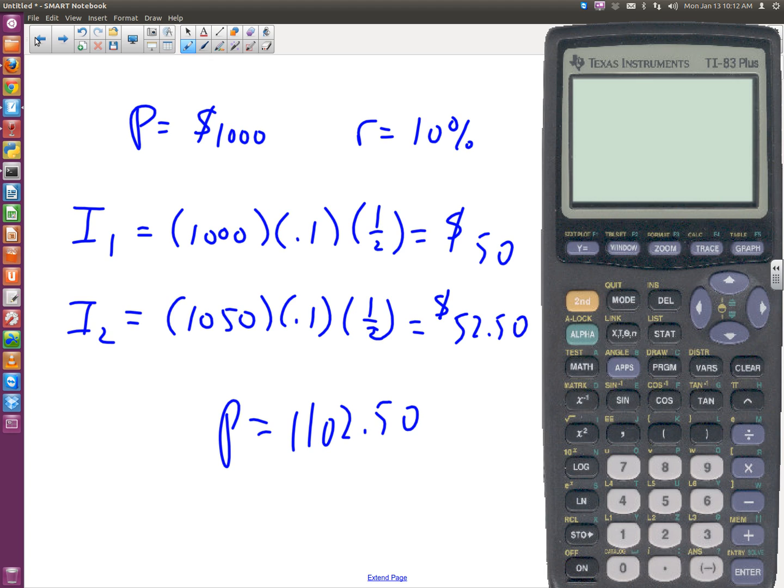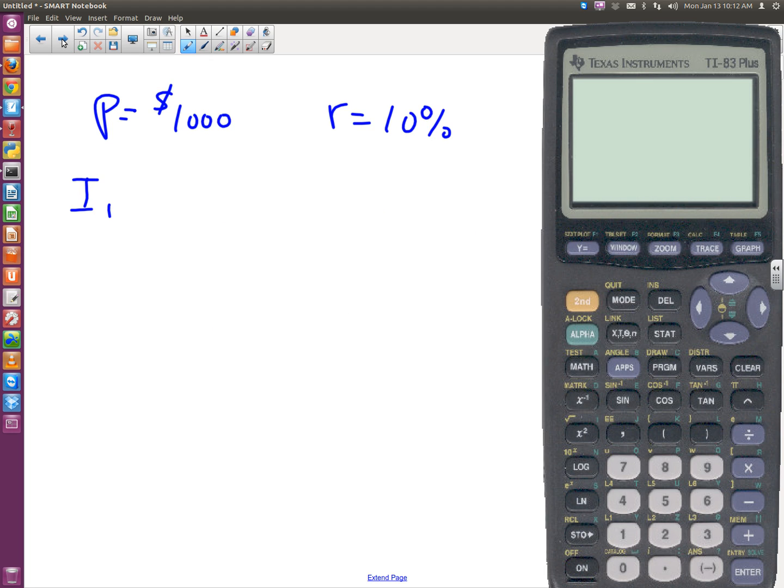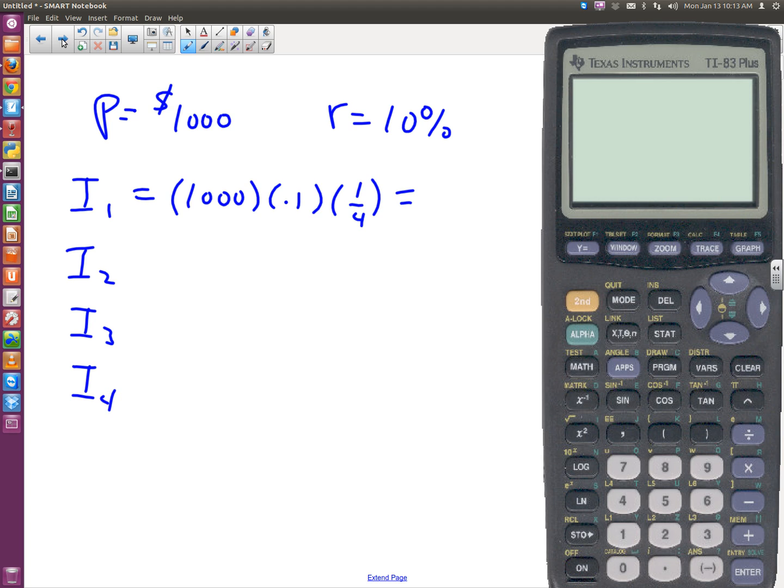So let's see what we get. Interest 1 after 3 months. Interest 2 after 3 more months. Interest 3 after 3 more months. Interest 4 after all 12 months, right? Your principal is still $1,000. Your interest rate is still 0.1. But the amount of time you're putting this in the bank is only 1/4 of a year. So what's 1/4 of 10% of 1,000? 25, right? Because remember, this 10% is just 100, divided by 4 is 25. Now, look what we're doing. 1,000, what should I write here?